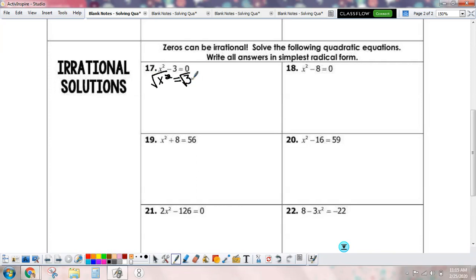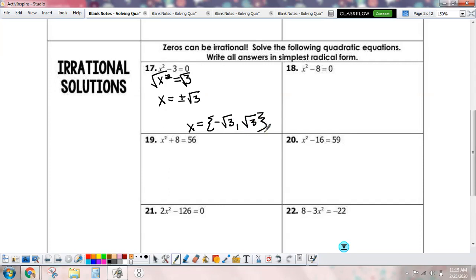Now, I cannot do the square root of 3. That does not simplify. So my final answer is going to be positive and negative square root of 3 here. And you would just leave it like that if you cannot simplify the square root. Okay, so our radicals couldn't be simplified, so that's my answer.